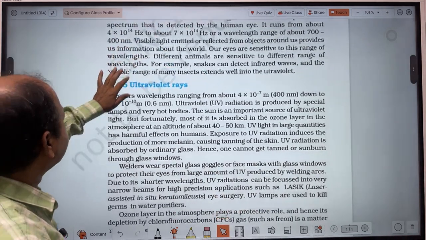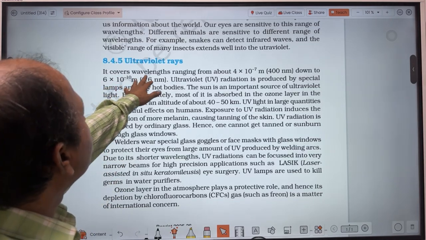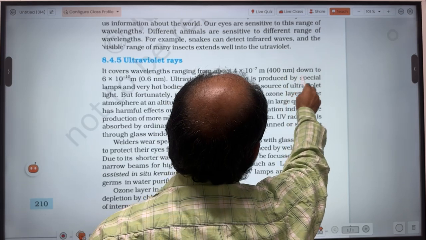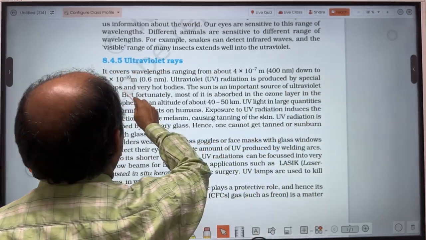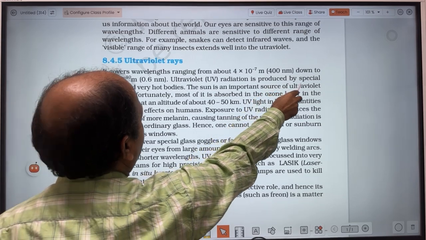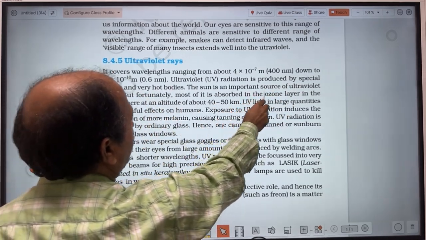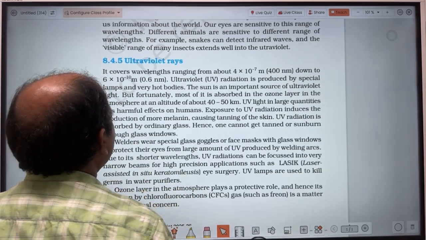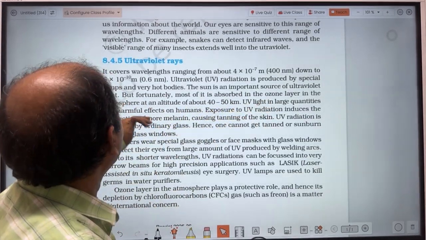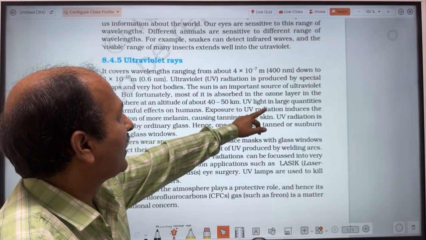Now comes ultraviolet rays. You have already studied about it. It covers wavelengths ranging from 4 × 10^-7 meter, 400 nanometer, down to 6 × 10^-10 meter, 0.6 nanometer. Ultraviolet radiation is produced by special lamps and very hot bodies. The sun is an important source of ultraviolet light, but fortunately, most of it is absorbed in the ozone layer in the atmosphere at an altitude of about 40 to 50 kilometers.